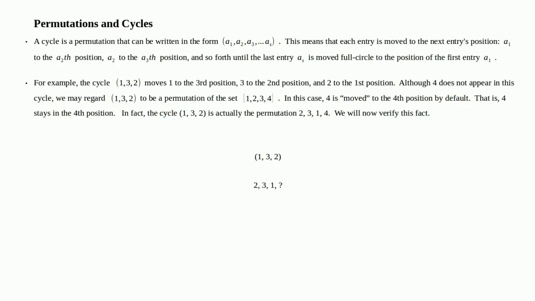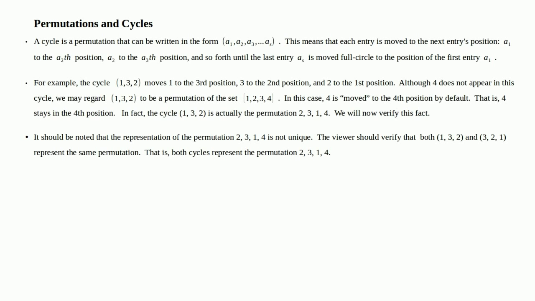So now, if we're talking about permutations on the set 1 through 4, then what position should 4 take? Well, the fourth place. So we write it that way. And thus the permutation would be 2, 3, 1, 4. Okay, success. Moving on.